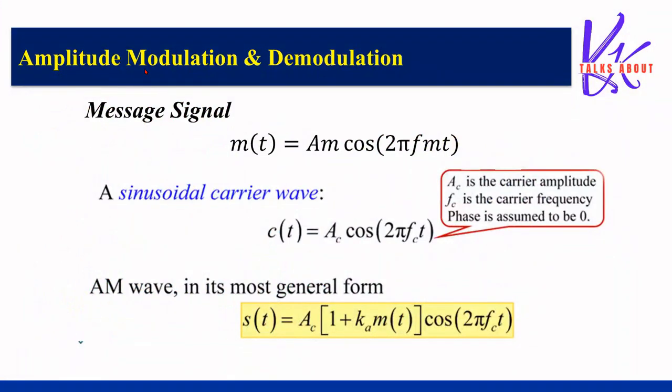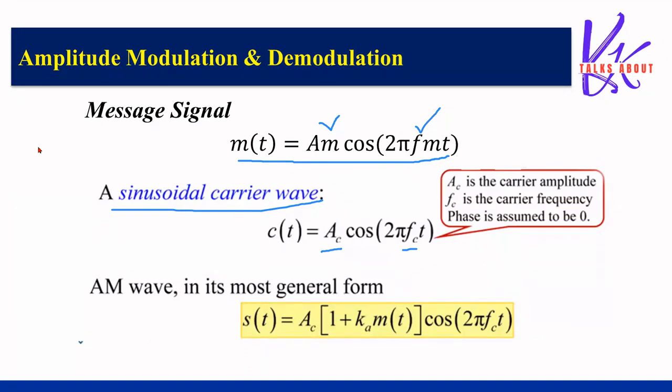Here, to implement amplitude modulation and demodulation, we require a message signal. The message signal is defined by m(t) = Am cos(2 pi fm t). It requires the amplitude of the message signal and the frequency of the message signal. We also require a sinusoidal carrier wave defined by c(t) = Ac cos(2 pi fc t). So we require the amplitude of the carrier wave, that is Ac, and a carrier frequency fc.